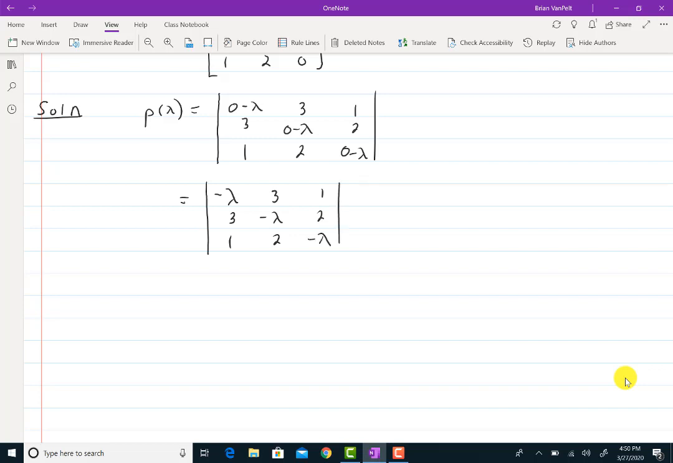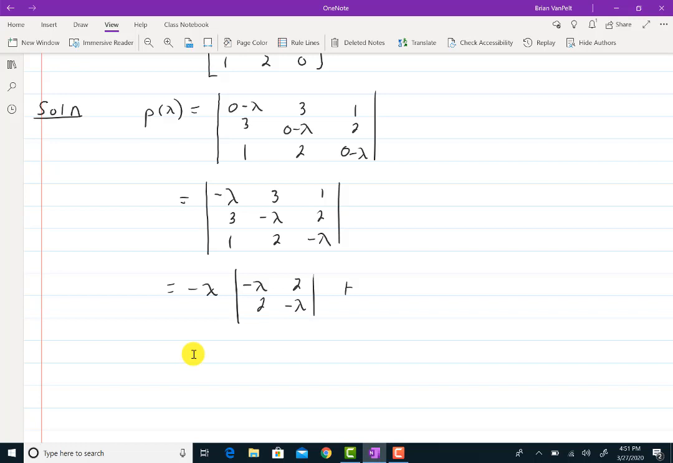And I'm ready for my cofactor expansion. So I'm going to expand along the first column. Start with negative lambda. So for the negative lambda, cut out the row and the column, and we're left with negative lambda, 2, 2, negative lambda.